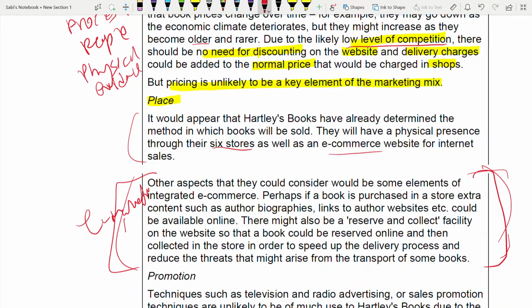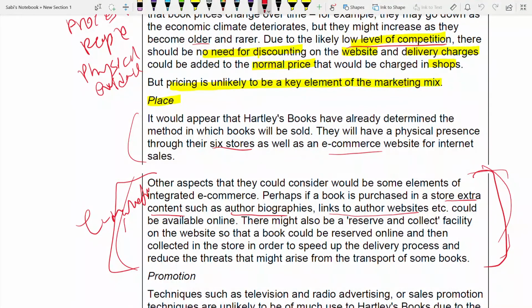So think, what can they do online? What could they make available online? They already have 6 stores physically. They are going to introduce online. What are they going to do in that online? Additional things. They might even include things like an autobiography or a link to the author website, right? Here they can store extra content which is not available physically. They can write it there online and give it. So this could be one thing.